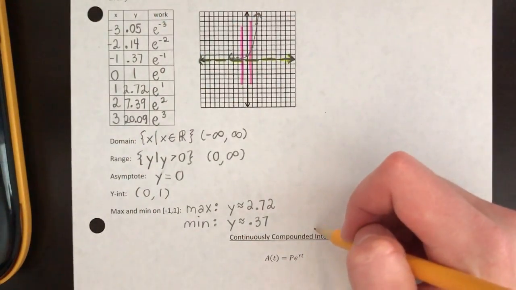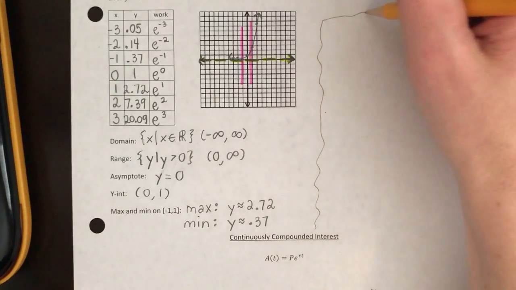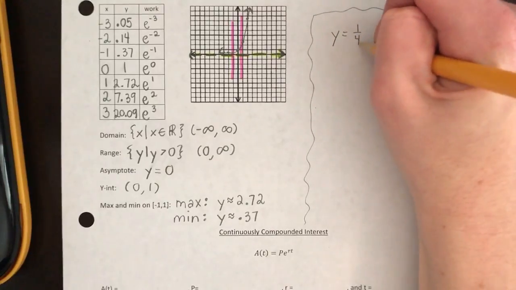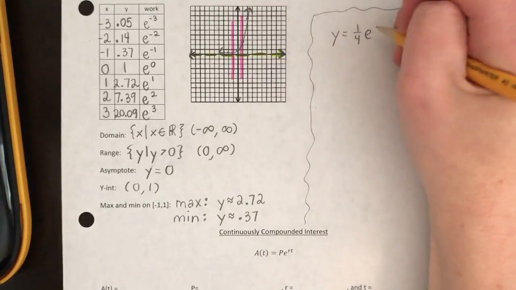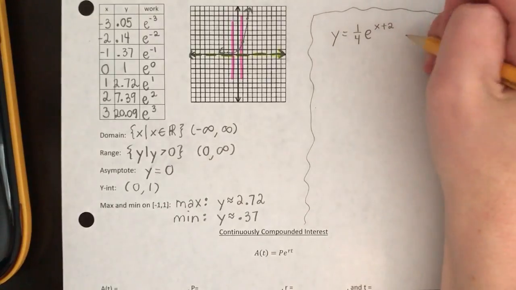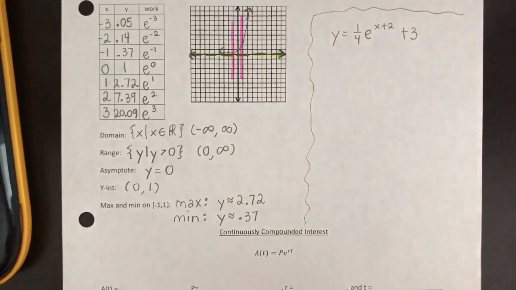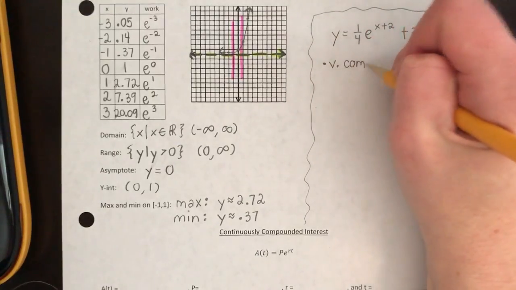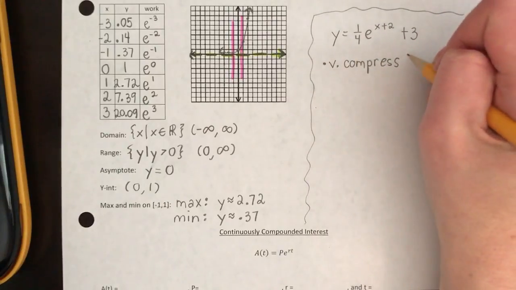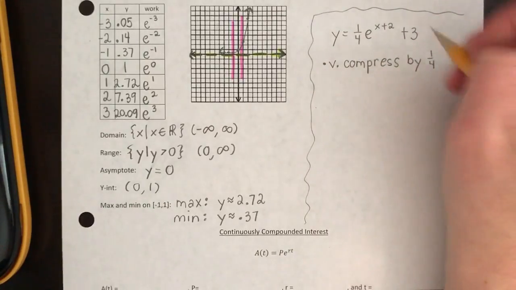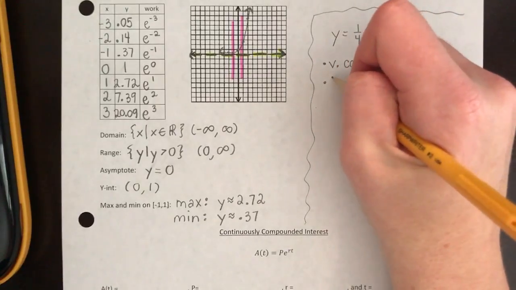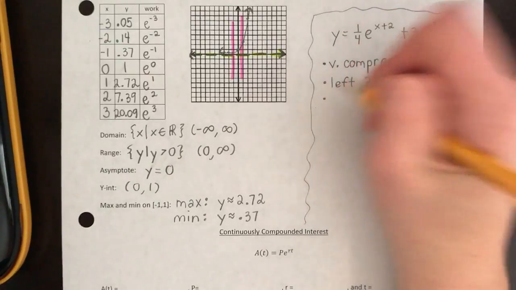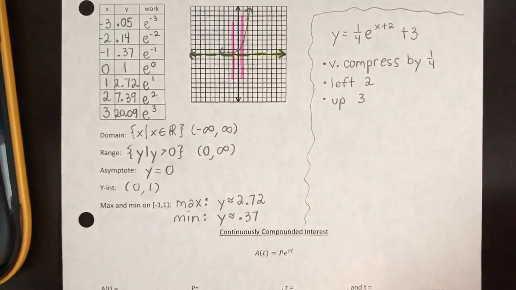Okay, so kind of off to the side here, what I want you to practice is some transformations. So if I give you y equals 1/4 e to the x plus 2 power and then plus 3, how does that graph transform? Well, the 1/4 is a vertical compress or shrink by 1/4. The plus 2 shifts the graph left 2, and the plus 3 shifts the graph up 3.